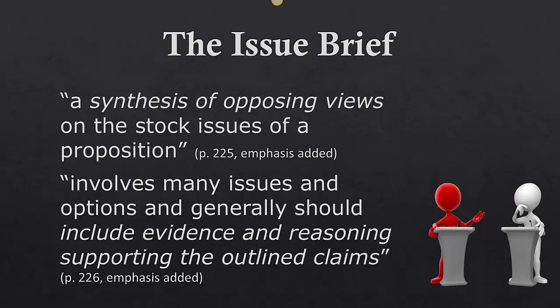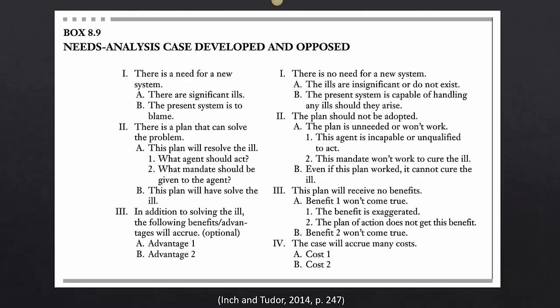In other words, it's going to be a relatively developed outline that's going to lay out piece by piece, step by step, here's what the major arguments on all of the stock issues are going to be. So, Inch and Tudor's text on page 247 lays out a basic template of what they refer to as a needs analysis case. This is perhaps the most basic version of how you would put together a case along the stock issues of a policy proposition.